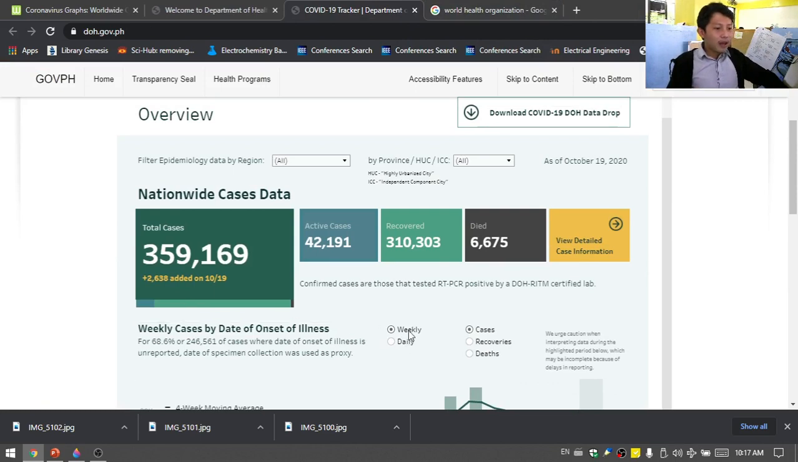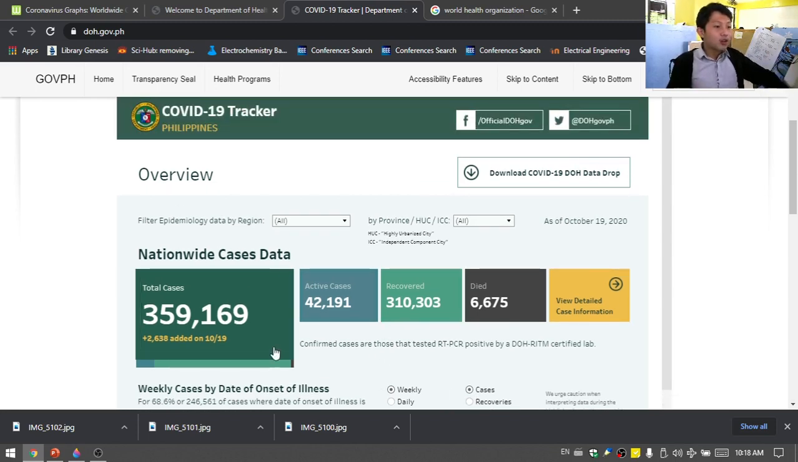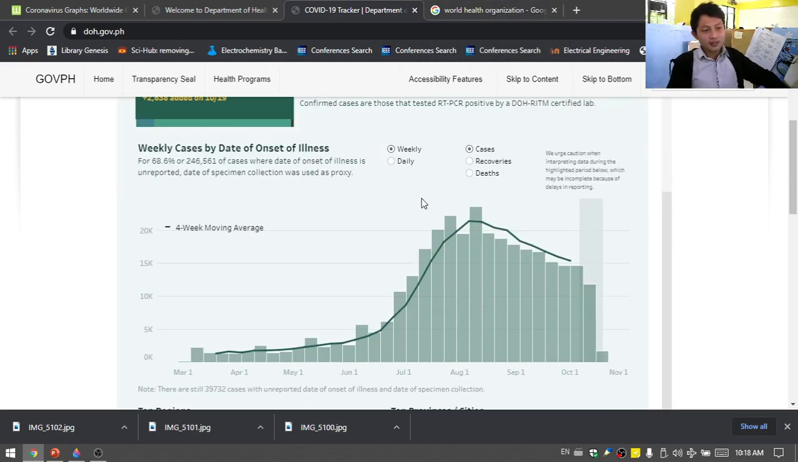Now, we have weekly and daily data from DOH, as well as the cases, recoveries, and that. Now, you notice these are the numbers. But again, numbers don't give us information. The numbers do not give us meaning. It's just numbers. If you remember the song, a picture paints a thousand words. It's also applicable with graphs. So if you want to say something, you put it in a graph. You don't give it numbers.